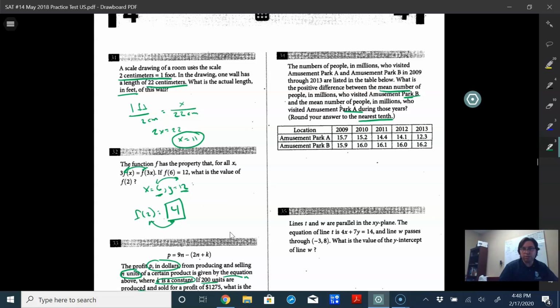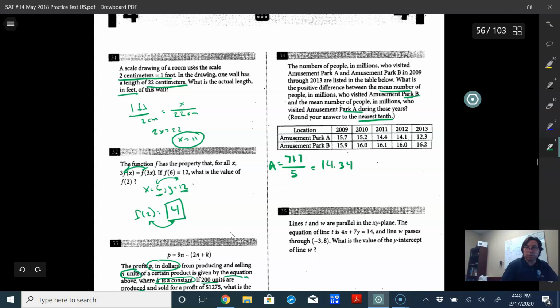So what we need to do on our calculators is sum all the A values together. The sum of the A values, if we add those together, is 15.7 plus 15.2 plus 14.4 plus 14.1 and 12.3. So we end up getting a value of 71.7, and there are 5 values. And so we end up getting 14.34.